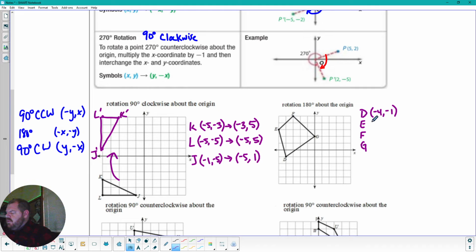Maybe I'll just get all the coordinates out there first. E is at -5, 3. F is at -3, 5. And G is at 0, 2.